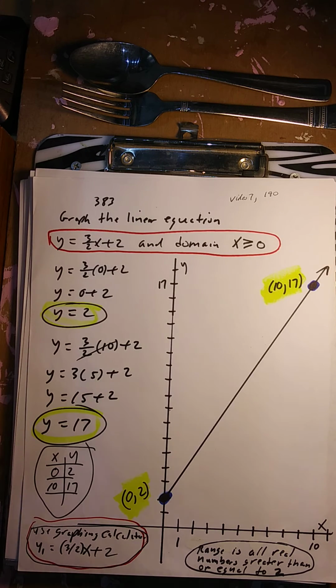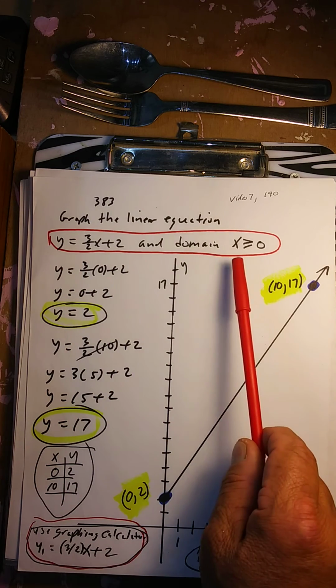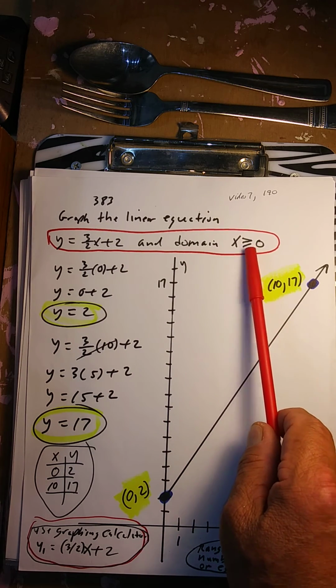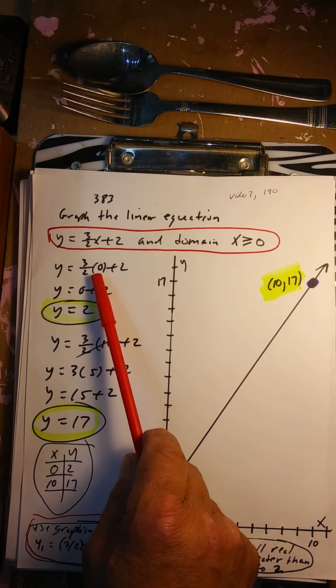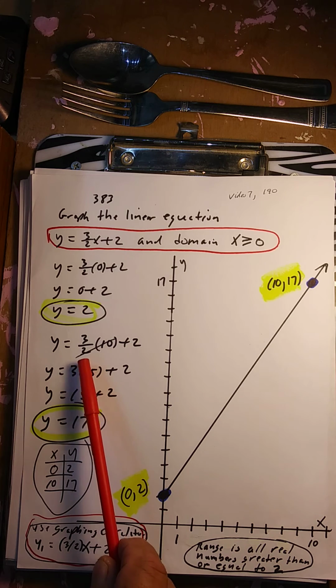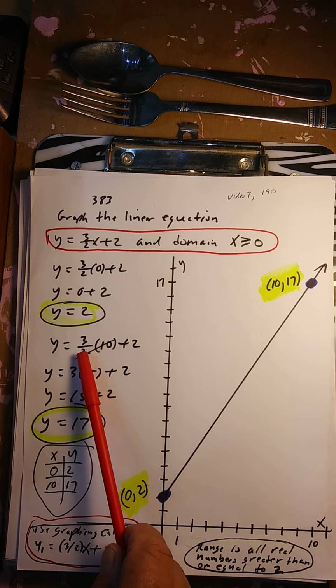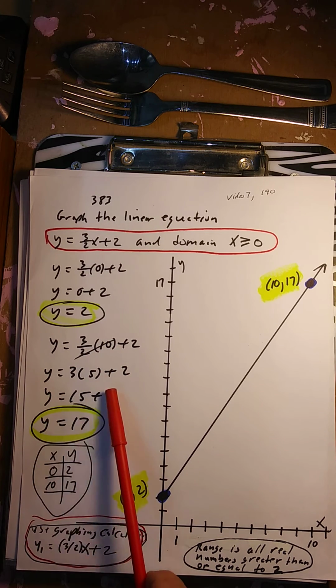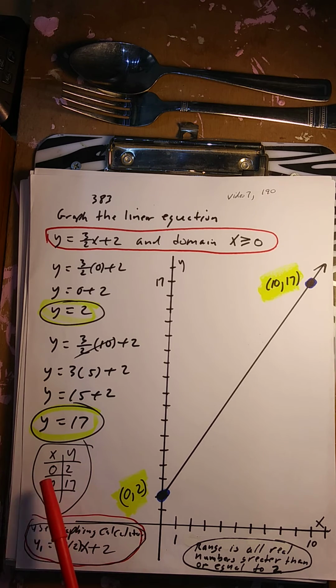Graph the linear equation. Okay. y equals 3/2 x plus 2. And the domain is x greater than or equal to 0. Okay, there's a restriction on it. So, put a 0 in there. 3/2 of 0 is 0. 0 plus 2 is 2. Done. This one, put in 10. 3/2 of 10: 2 divides 10, 5. 5 times 3 is 15. 15 plus 2 is 17. So we have 0, 2 and 10, 17.